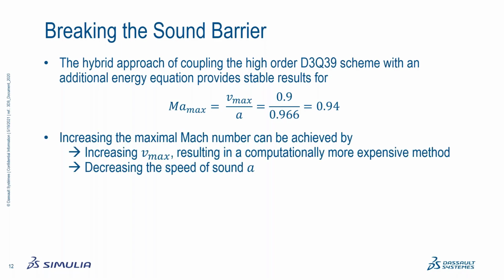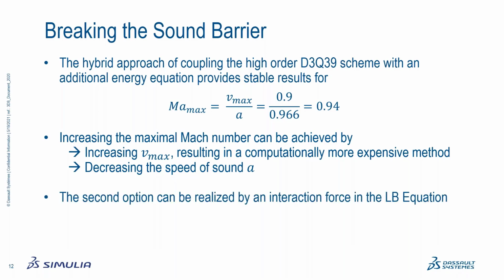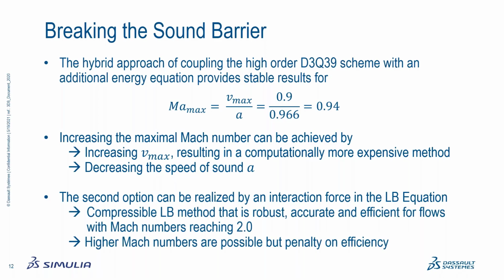And there are two ways. The first one would actually be to increase the maximum velocity for which the scheme remains stable, but this would result in a computationally more expensive method. And the other way of doing this would actually be to decrease the speed of sound. The second option can be realized by an interaction force in the LB equation. So basically, this results then in a compressible Lattice-Boltzmann method that is robust, accurate, and efficient for flows with Mach numbers reaching 2.0. The 2.0 limit is not a hard limit, but it has been chosen for what is available in PowerFlow because of the trade-off between accuracy, speed, and robustness. And so in general, higher Mach numbers are possible, but this would result in a penalty on efficiency.